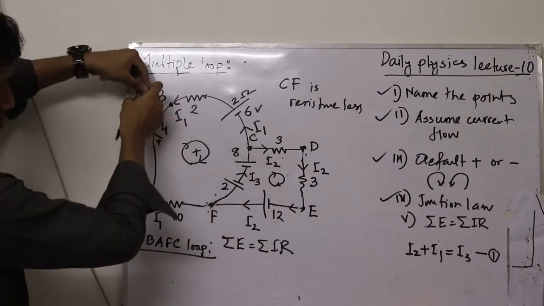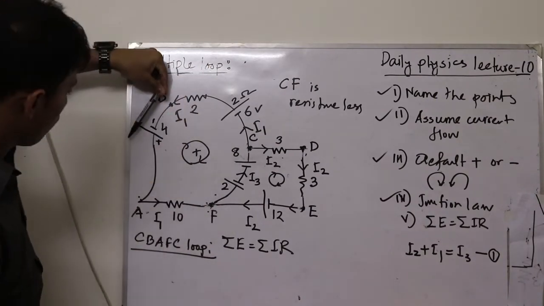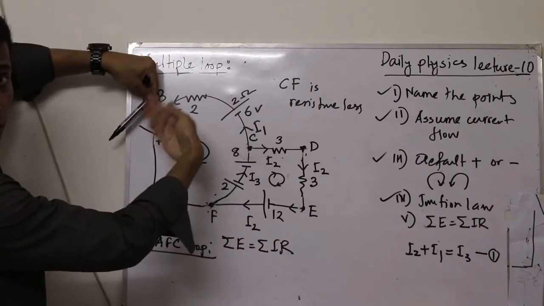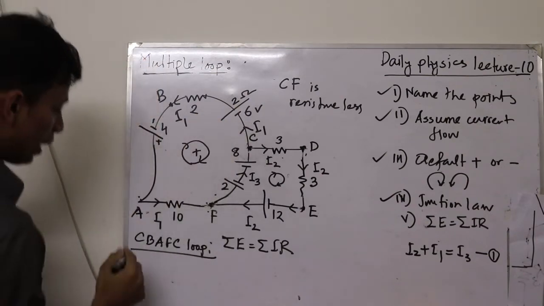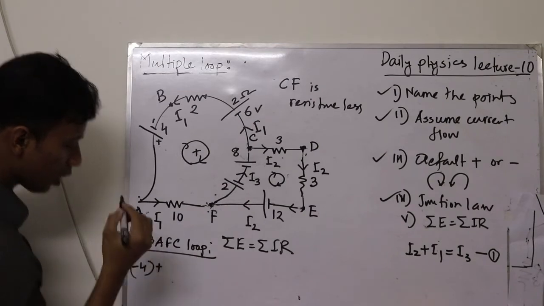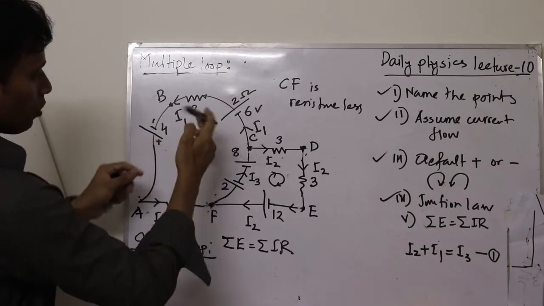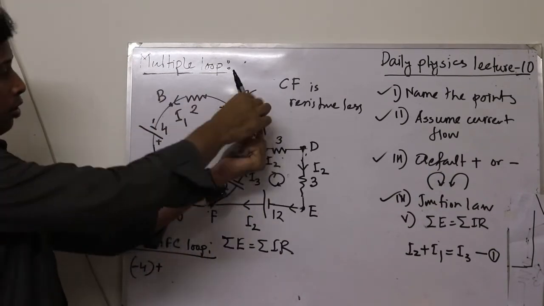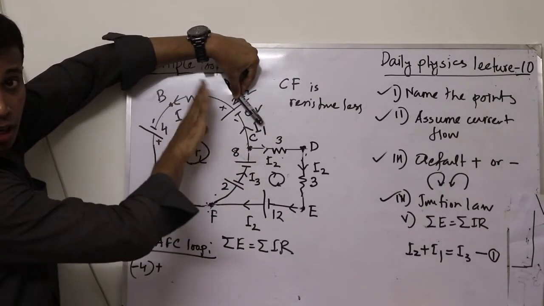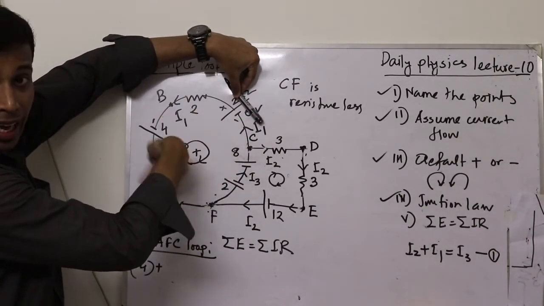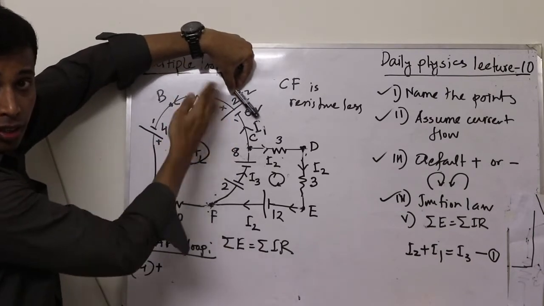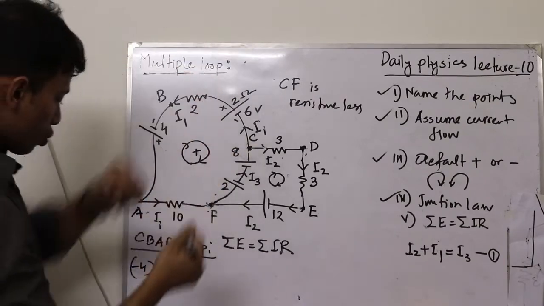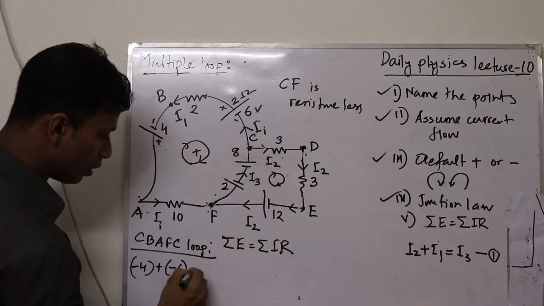So here the direction of the cell is towards positive. Our default direction is clockwise, so this cell is acting in the opposite direction. So this should be negative, so -4 for our first cell. Now what about this 6? There's a positive, there's a negative side. So this is the direction of the cell. Our default direction is clockwise, so this cell is again negative because it's acting in the opposite direction. So this 6 volt is minus again, very upsetting.